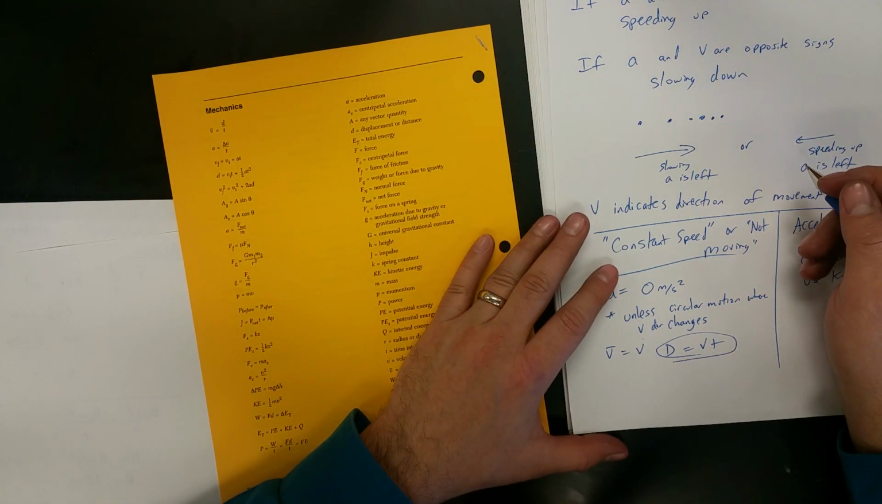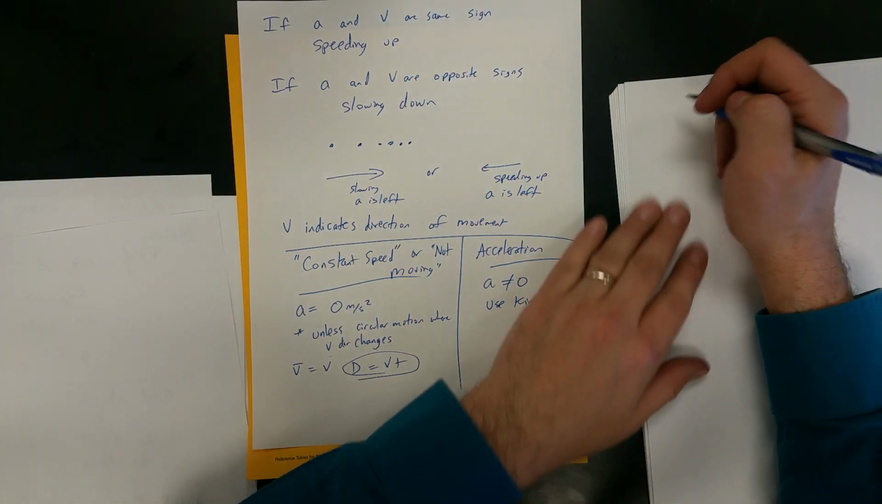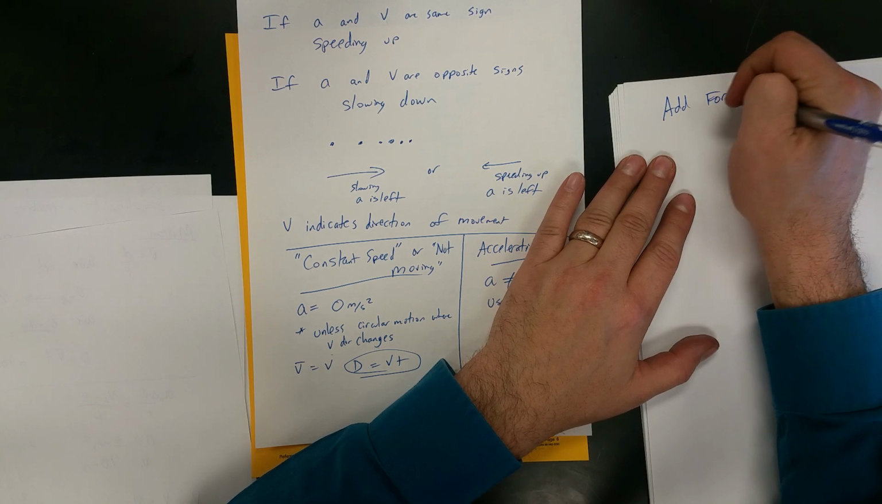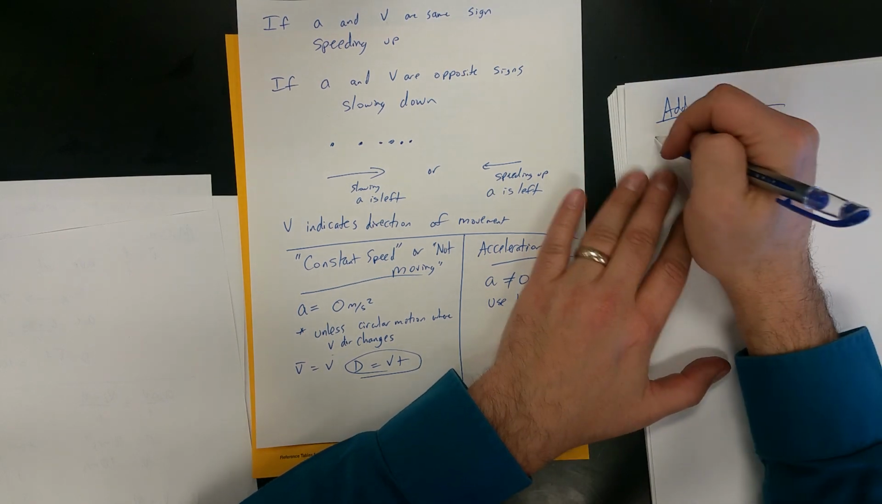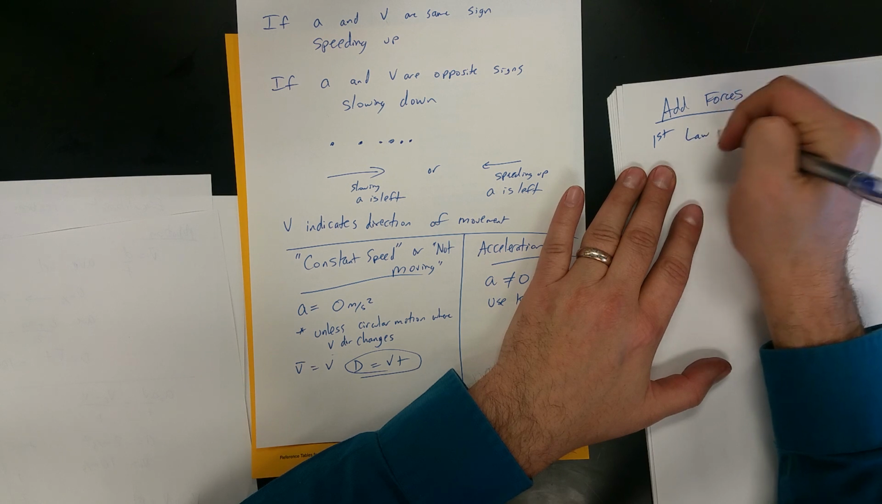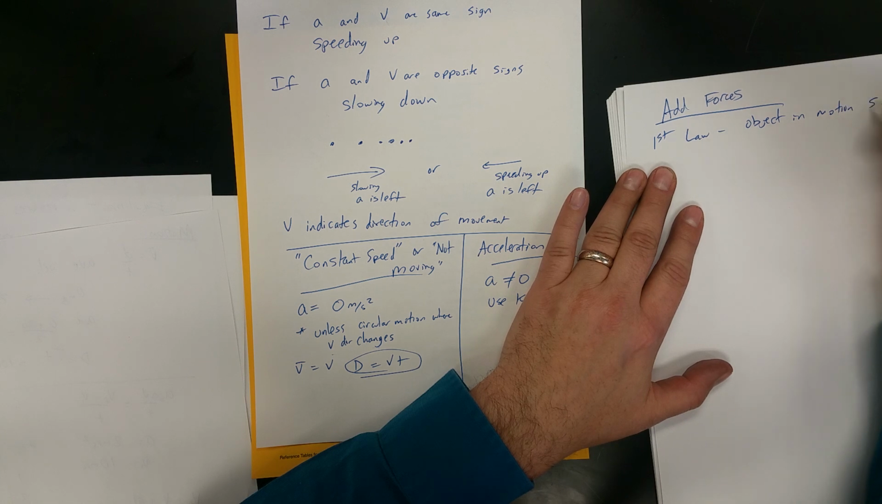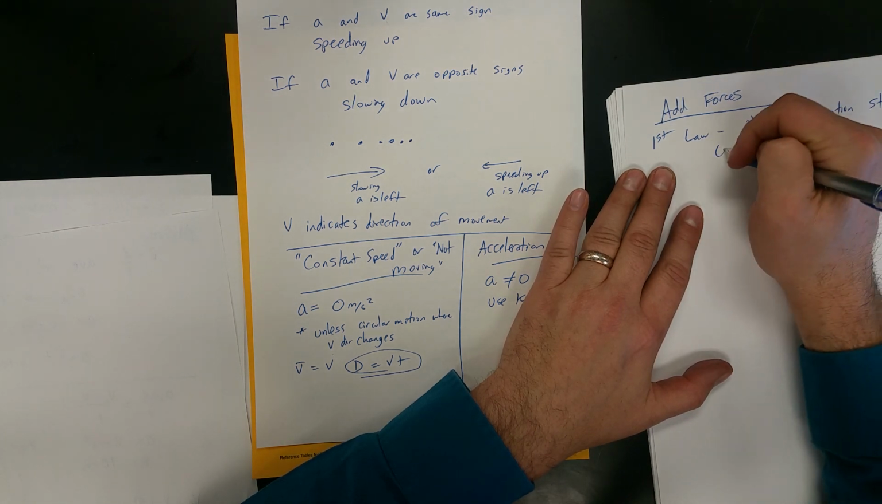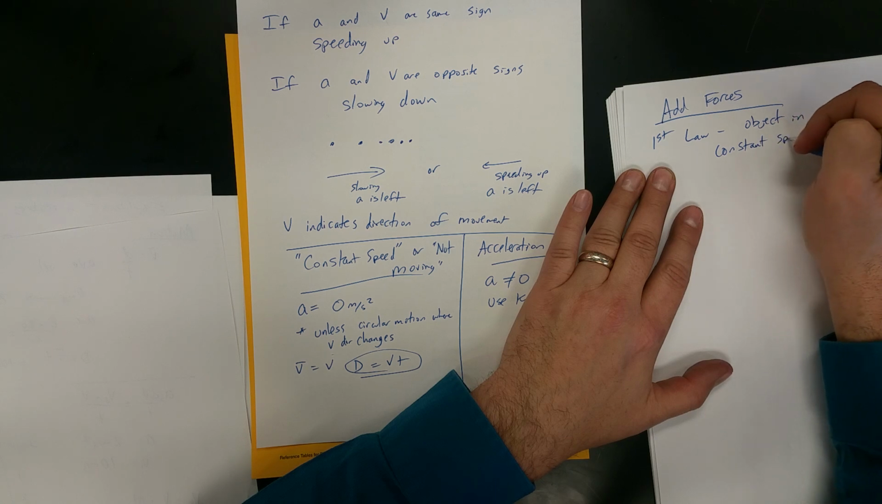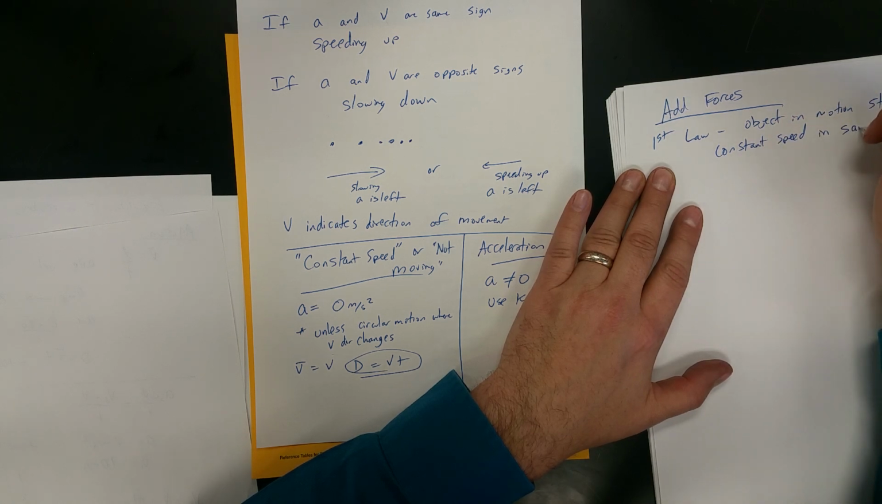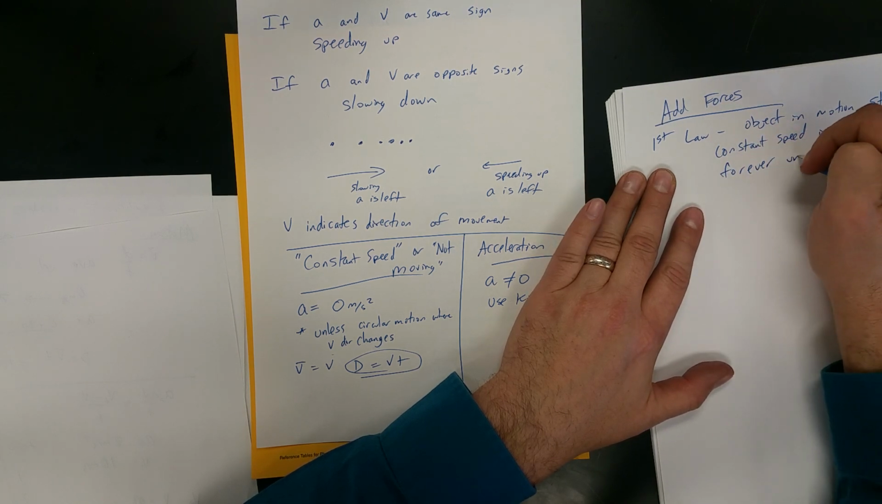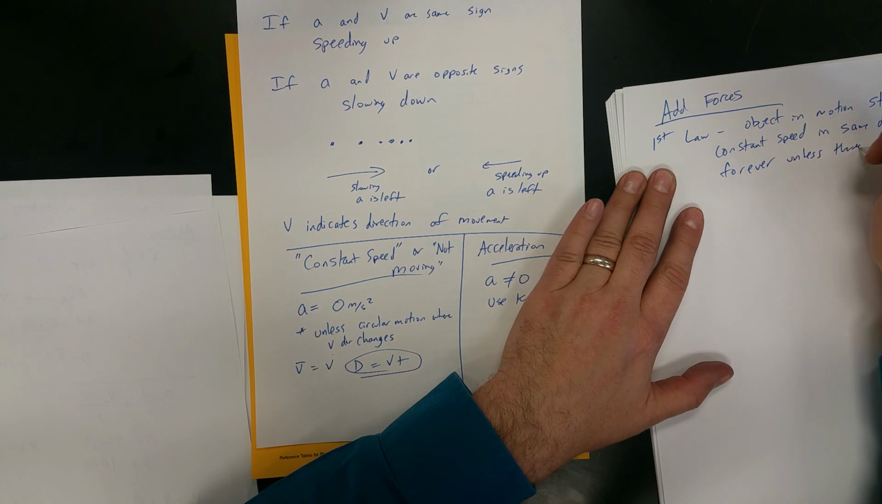Now let's talk about what happens when we add force. So I'm going to add forces to motion. And we saw a couple of laws. The first law says an object in motion stays at a constant speed in the same direction forever, unless there's an unbalanced or a net force.